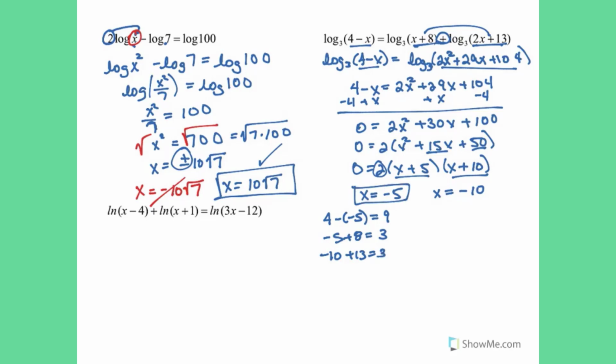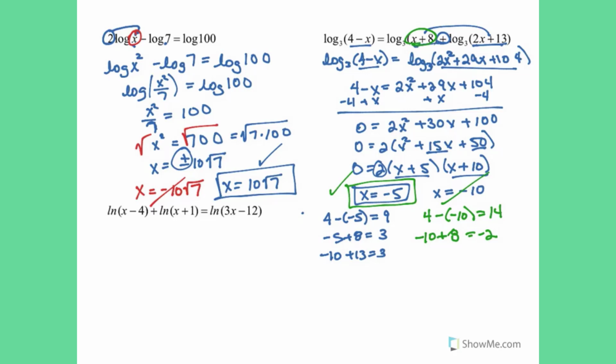Now let's try negative 10. So we have 4 minus a negative 10. Okay. Negative 10 plus 8, right there. That's negative 2. So I just stop. Can't happen. That's our only answer. So you're going to get some practice of factoring, knowing your trinomials, and your properties of logarithms.